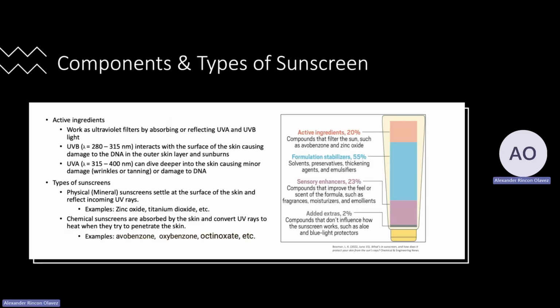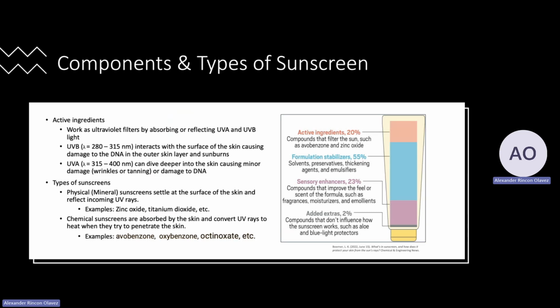Now focusing more on sunscreens. So the four main components of sunscreens are active ingredients, formulation stabilizers, sensory enhancers, and added extras. In this presentation, we're only going to focus on the first component of sunscreens, which are active ingredients. These active ingredients work as an ultraviolet filter that absorbs or reflects UV radiation.